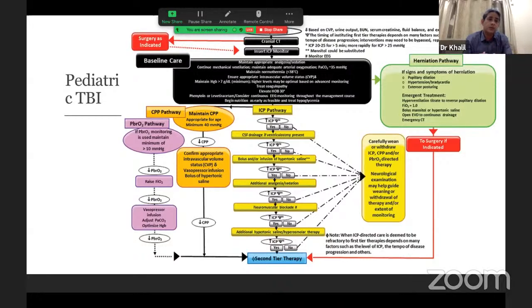saline. Now, centers which can monitor brain tissue oxygen, so they should target a brain tissue oxygen of more than 10, and if anything which leads to a fall, then you increase your FiO2 so as to maintain, or you adjust your vasopressors and optimize your hemoglobin.